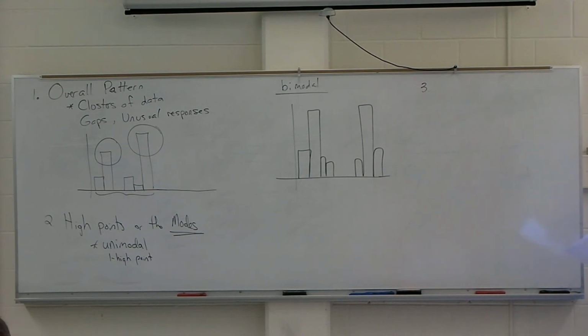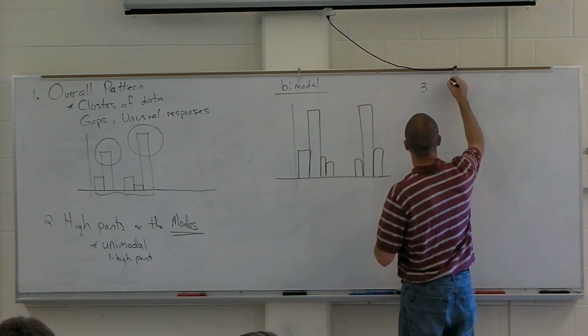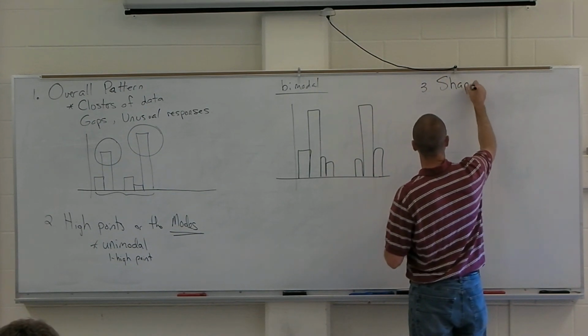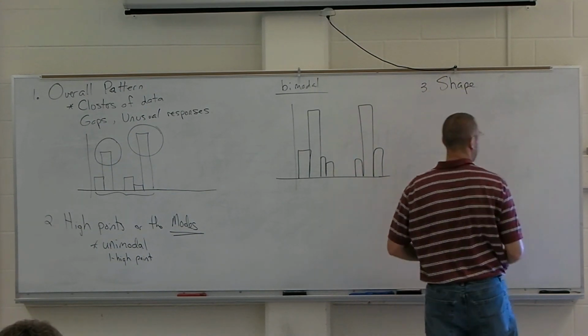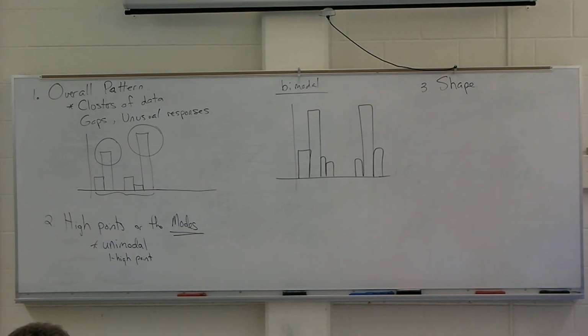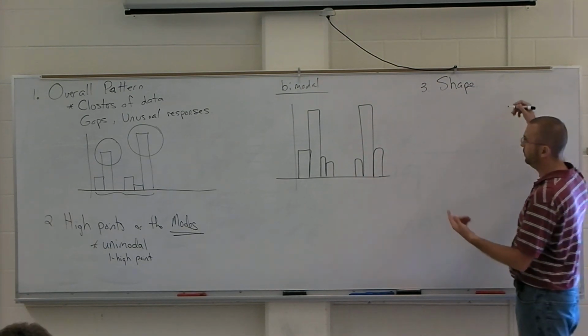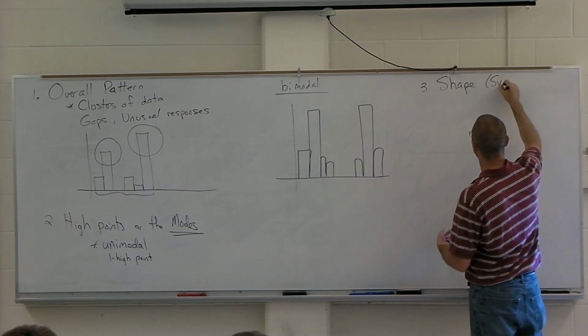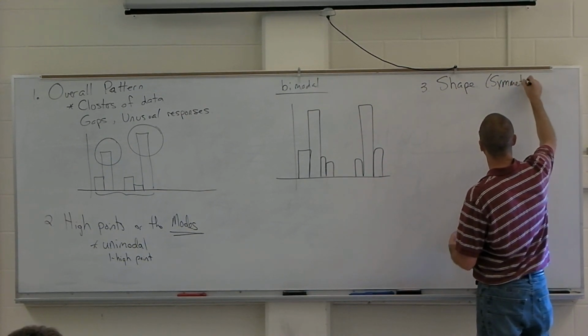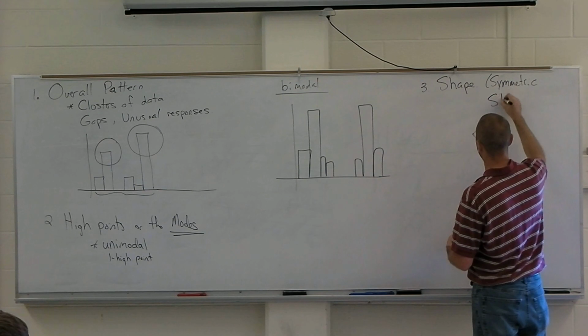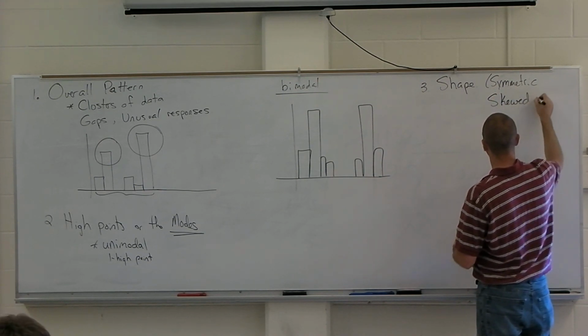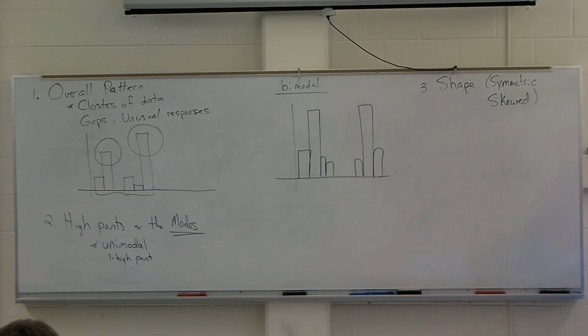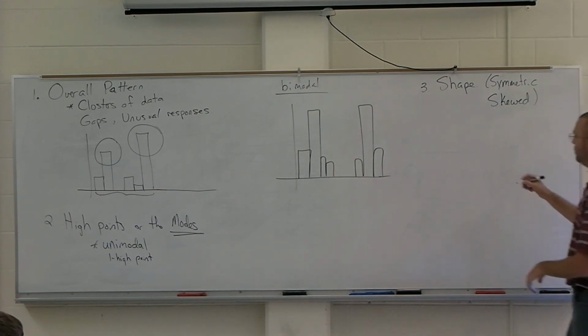And the final thing we'll look at is what's called the shape of our data. When talking about the shape, what we want to describe typically falls into one of two categories. We're talking about whether it's symmetric or what is called skewed. Symmetric, hopefully you're good with that one.